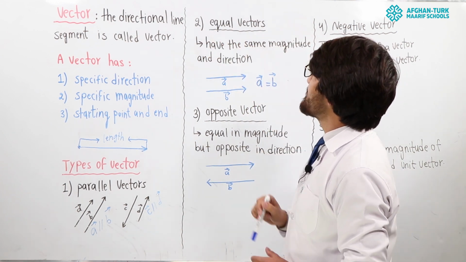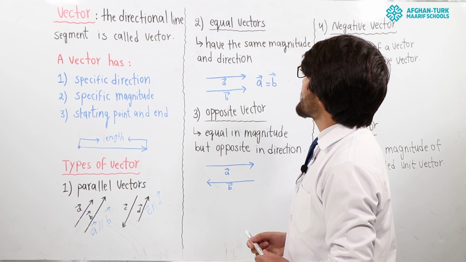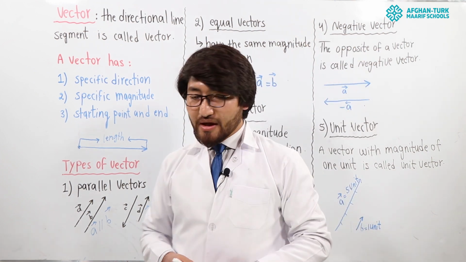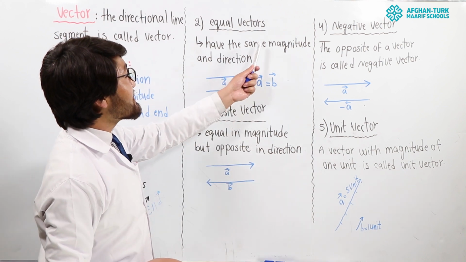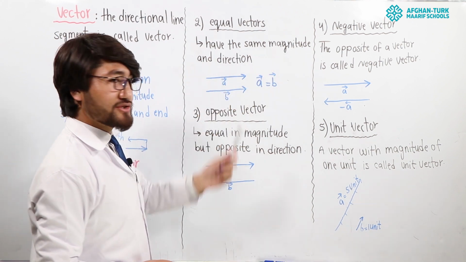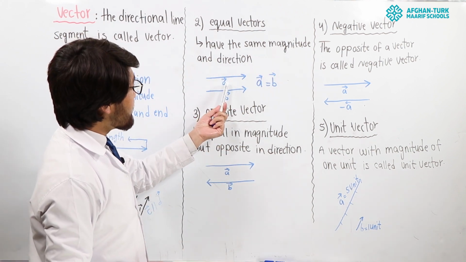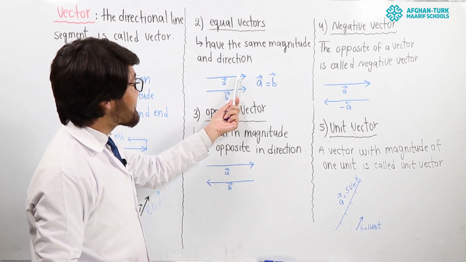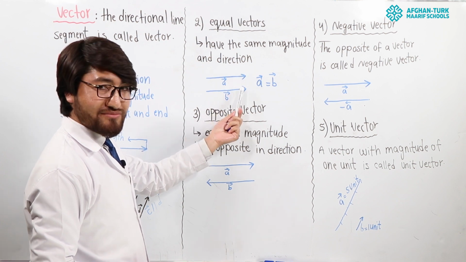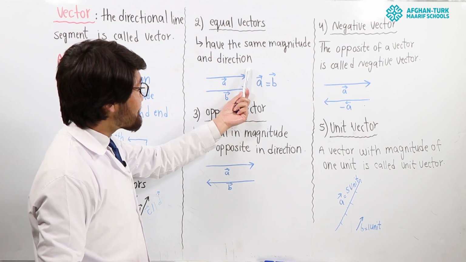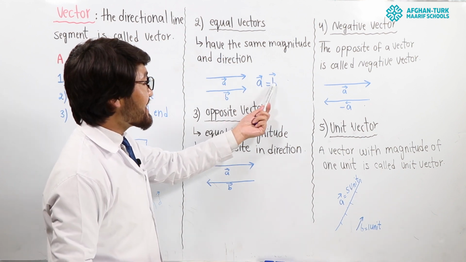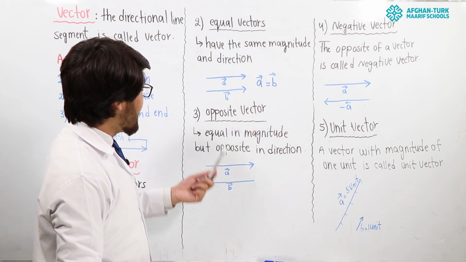Okay, come to another type of vector, equal vectors. What are equal vectors? Equal vectors have the same magnitude and direction. Here, vector A and vector B have the same direction and the magnitude is also the same. We can say vector A is equal to vector B.